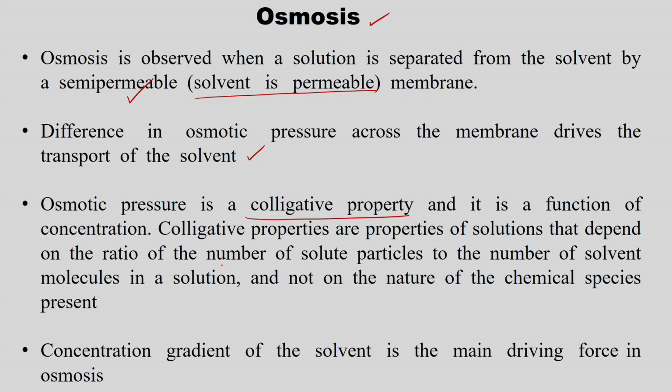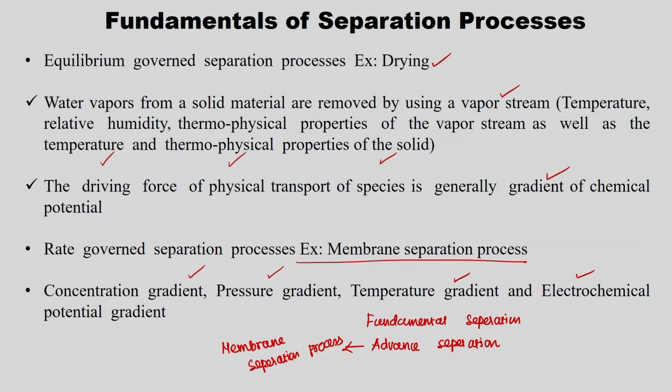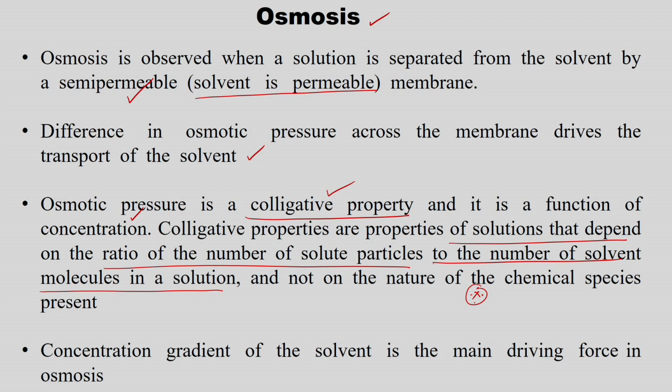Colligative property means the properties of solutions that depend on the ratio of the number of solute particles to the number of solvent molecules in the solution, but do not depend on the nature of the chemical species. So, osmotic pressure here is a colligative property, that means it depends upon the number of solutes to the number of solvent molecules in the solution, and also it is a function of concentration. That is what we told in the earlier lecture, concentration gradient, pressure gradient as well. Then the concentration gradient of the solvent is the main driving force in osmosis.